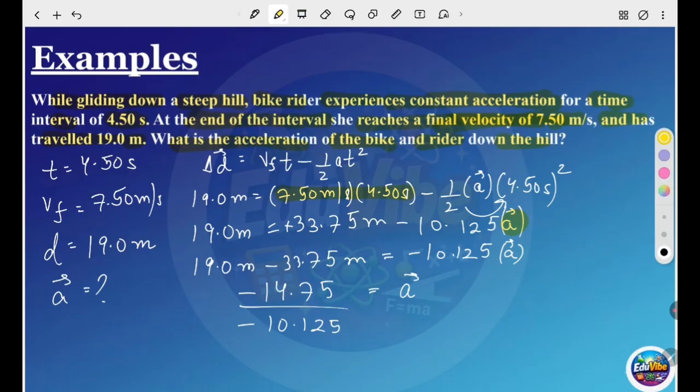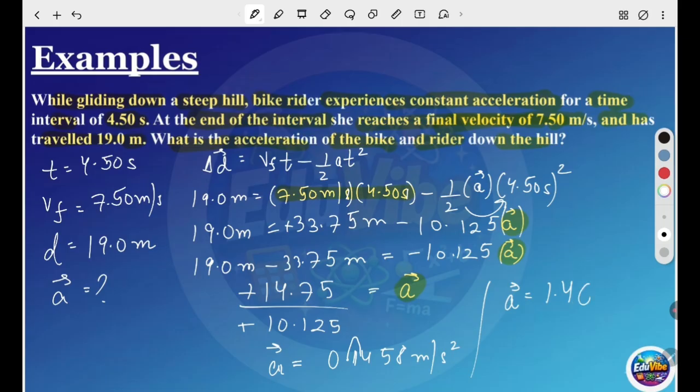So your acceleration should be separated out, and now you can cut it out and divide this. When you divide, you get acceleration vector equal to 0.1458 meter per second square. If you want that set answer, the point is shifted over there, so it's 1.4, you need 3 seconds, so 1.46.